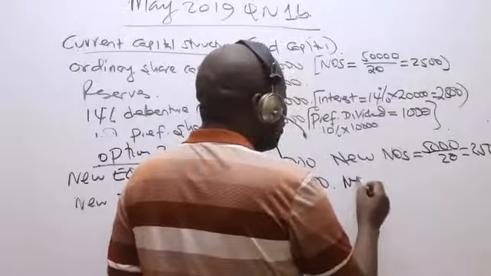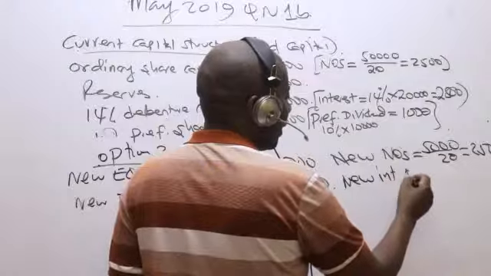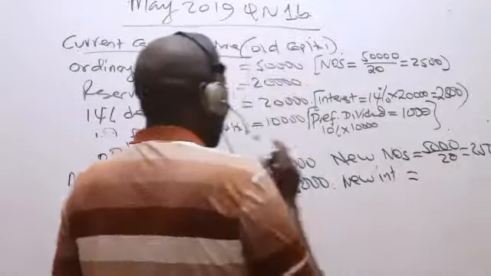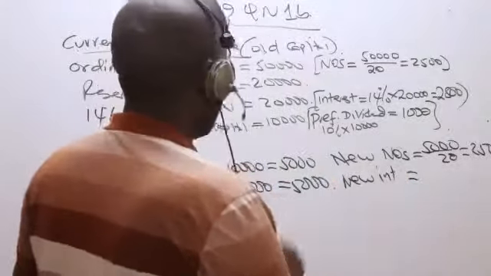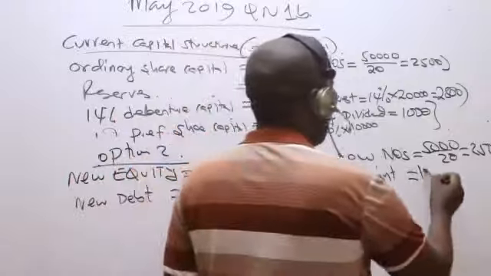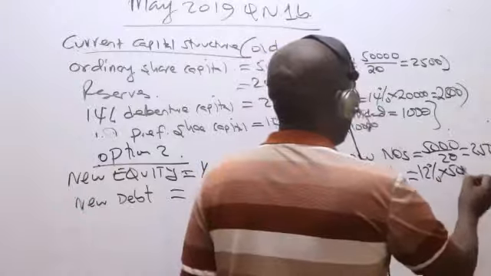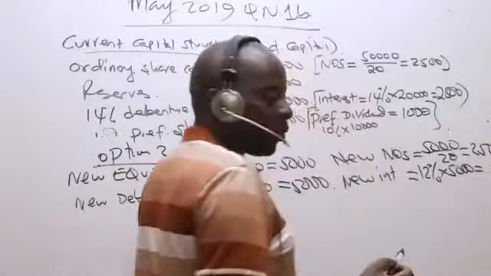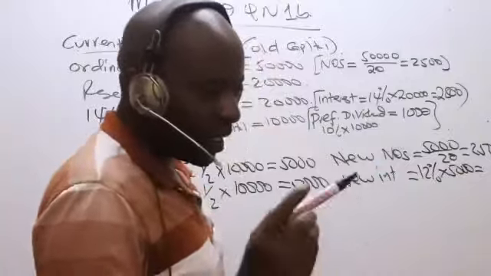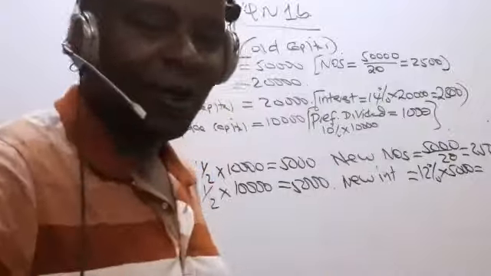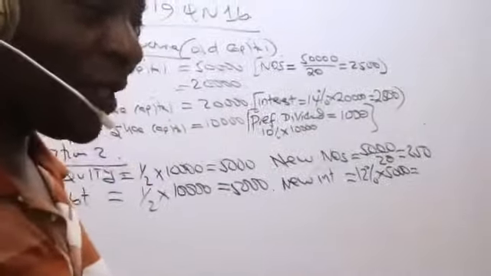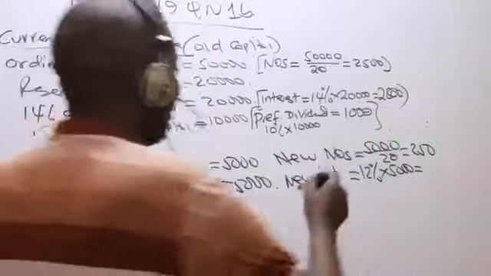How about new interest? Because I can see debentures there. The debenture that we have issued is 12%, so it will be 12% of 5,000. What is 12% of 5,000? I'm being given a figure of 600.